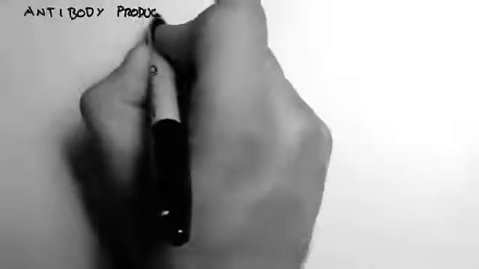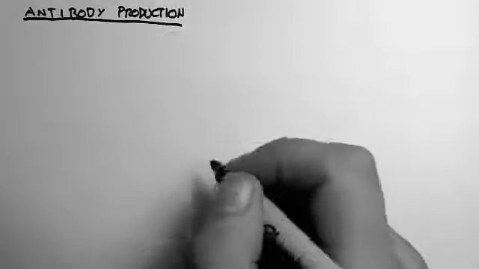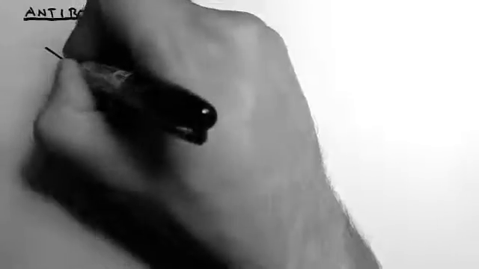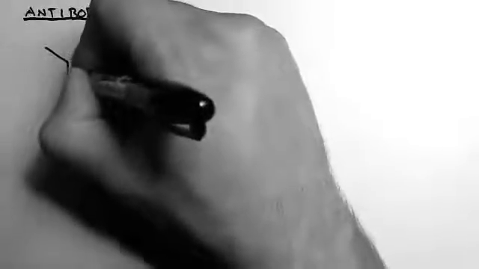In this video, I'm going to look at antibody production and the recombination of the genes that produce the antibody. So first of all, let's look at the structure of an antibody. An antibody is made up of 4 chains of proteins linked together.